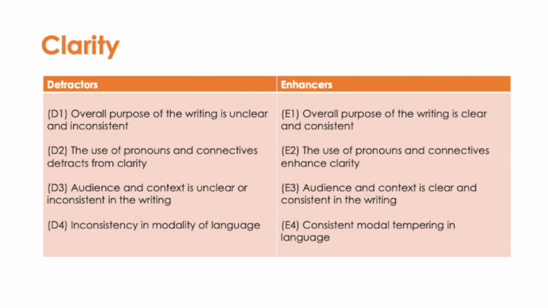For each video, we've been looking at things that detract from and enhance the quality of our writing. And when we look at clarity, there's four different areas coded D1, D2, D3, and D4. Let's have a look in greater detail.